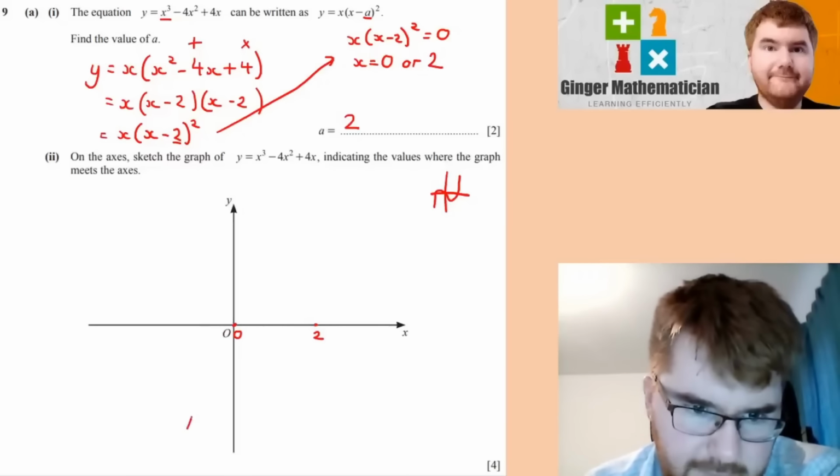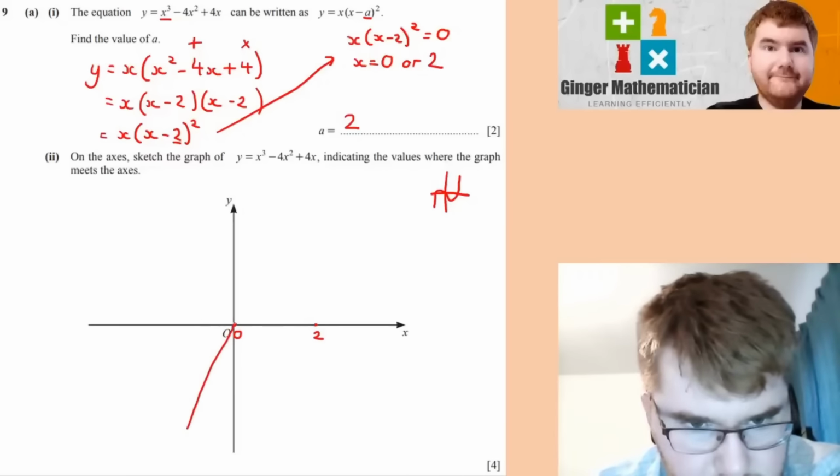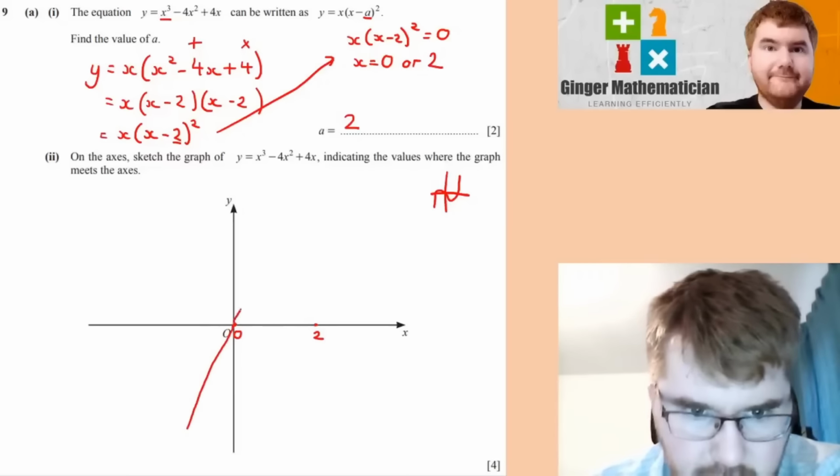So watch carefully. We're going to go up, up, up, up, up, up, up. We go through the point, and this is the crucial part because 2 is a repeated root. We're just going to touch the graph there, and then we go off. That's a little bit of a bend there. Try and make sure that's a nice smooth curve as well.